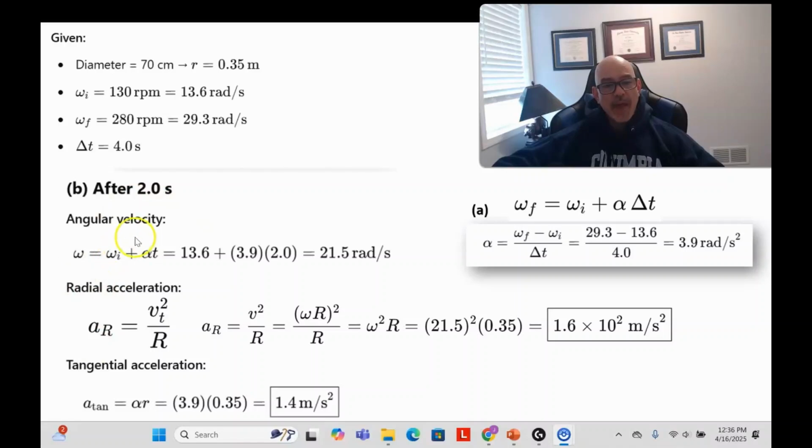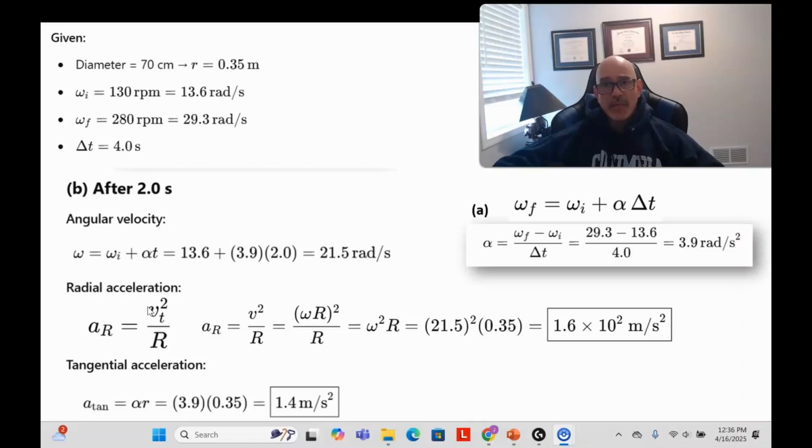Part B asks for the angular velocity and accelerations after 2 seconds. Omega final equals omega initial plus alpha t. Omega initial is 13.6 radians per second. Alpha, we just calculated, is 3.9 radians per second squared. And time is 2 seconds. So omega final after 2 seconds is 21.5 radians per second. What is the radial acceleration after 2 seconds? The radial acceleration, also known as centripetal acceleration, is equal to v squared over r. This is tangential velocity.